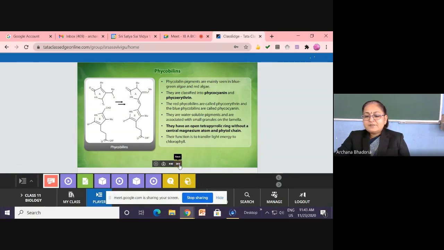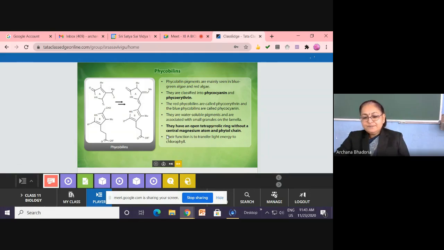And they are present with the small granules. So you don't need to understand all this much. They have an open tetrapyrrolic ring without a central magnesium atom and phytol chain. So the structure is quite the same. They have the tetrapyrrolic ring and they have that tail also, but there is no magnesium present at the center. And then the function is the same, that is to transfer the light energy to the chlorophyll.